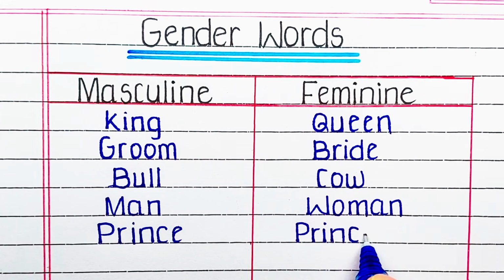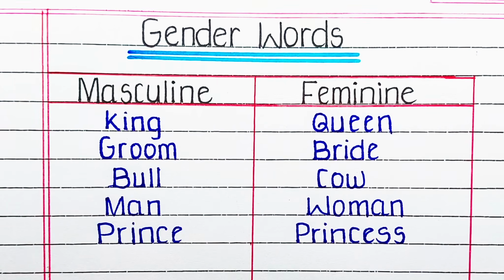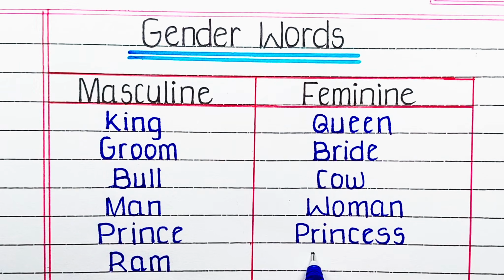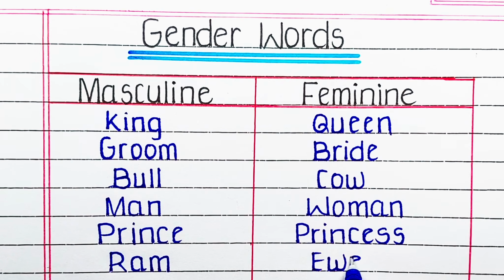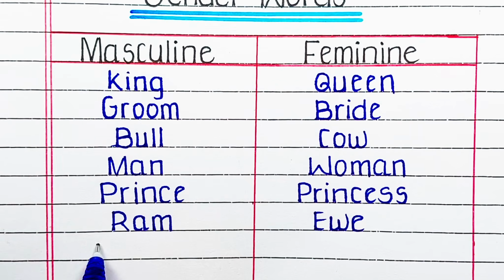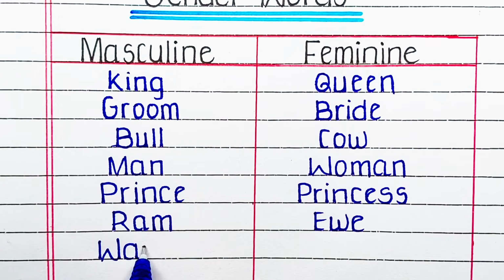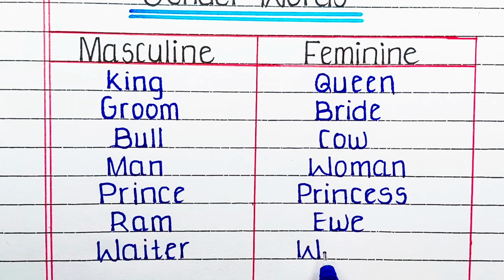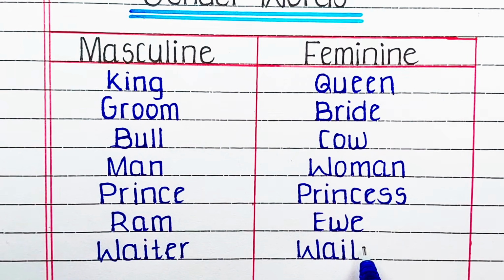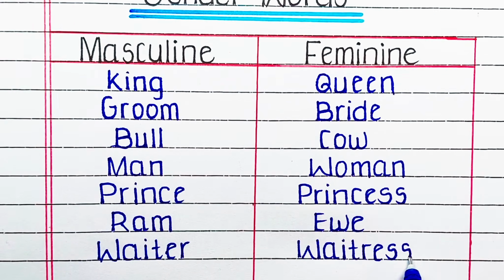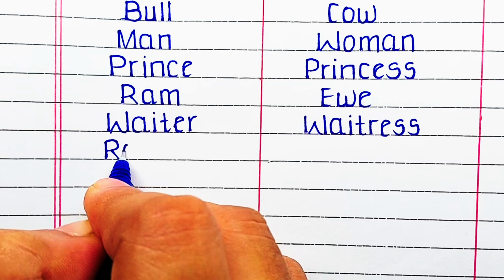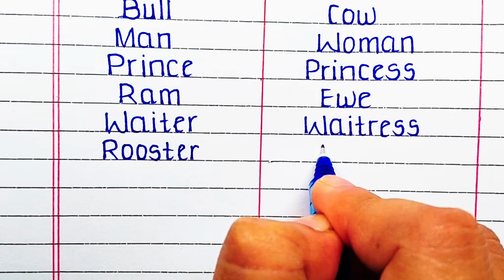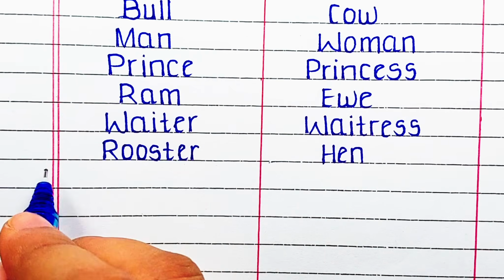Next is prince. Its feminine word is princess. Next is ram. Its feminine word is ewe. Next is waiter. Its feminine word is waitress. Next is rooster. The feminine word for rooster is hen.